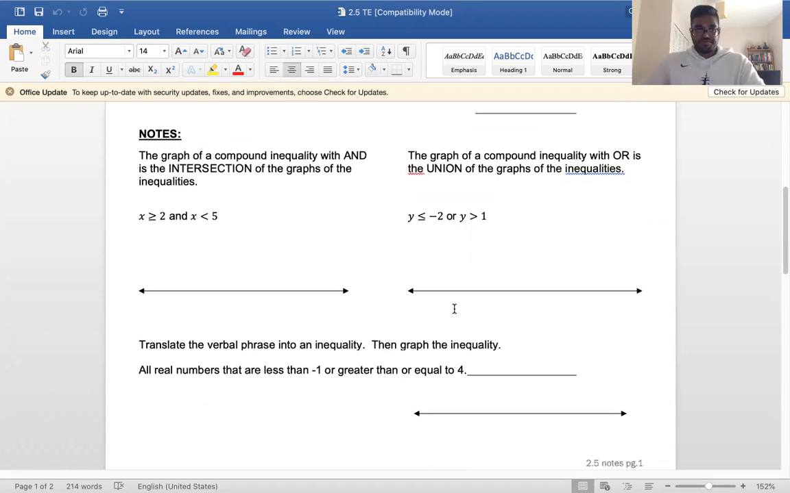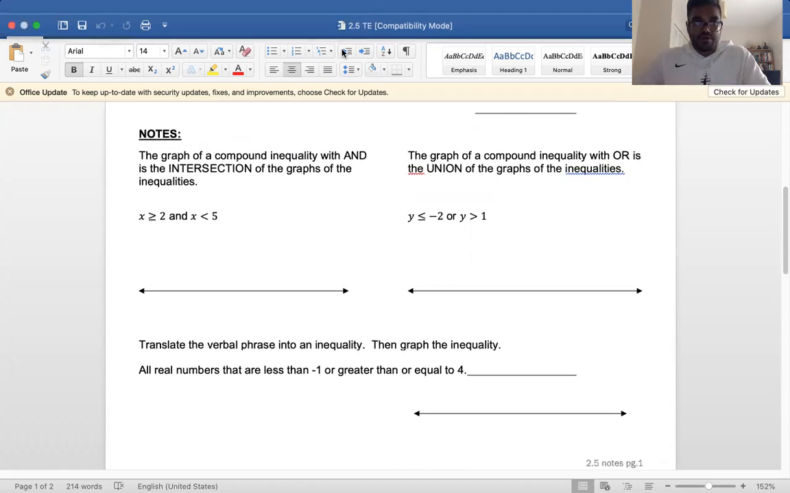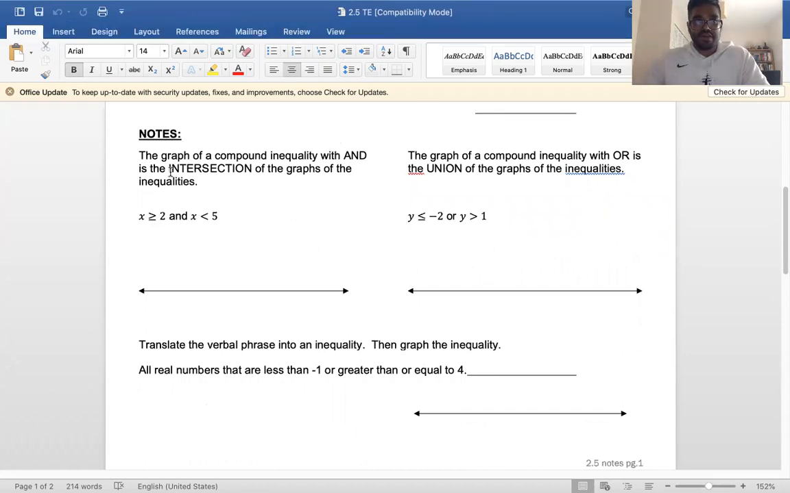Get into the notes. So the graph of a compound inequality with an "and" is the intersection of the graphs. So you're going to see it's going to be like the middle section. And the compound inequality with "or" is the union. And so you're going to see the graph kind of spread out. You're going to see that here in a second.